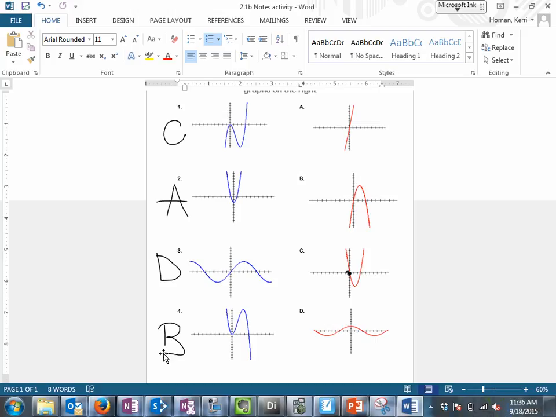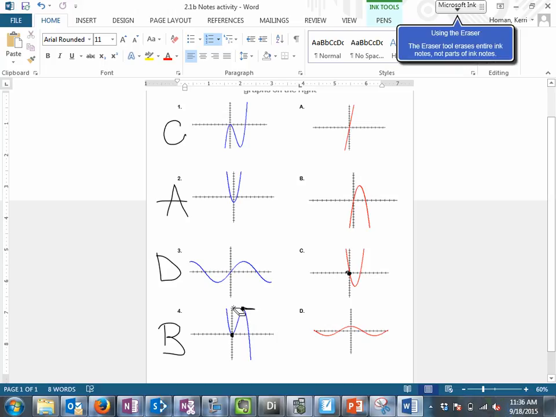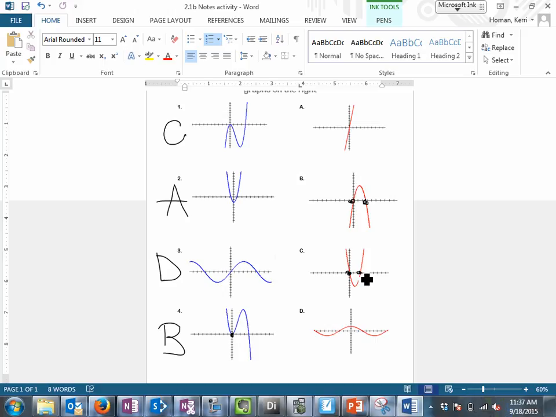Number 4? Okay. Well, first of all, we see that we have 0 slopes here and here, because it switches direction. So we know that we need to look for 0 on our derivative there. So we know that B and C are our 2 possibilities, right? Well, in number 4, we are decreasing to the left of 0, which means on our derivative we need to be negative.